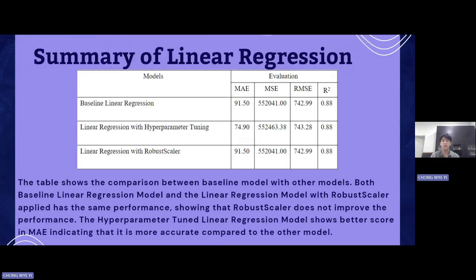So, summary of the linear regression. Both the baseline linear regression model and the linear regression model with robust scaler have the same performance, showing that the robust scaler does not improve the performance at all, while the hyperparameter tuned linear regression model shows a better score in MAE, indicating that it's the most accurate model of these three models. I'll pass it to the next person.